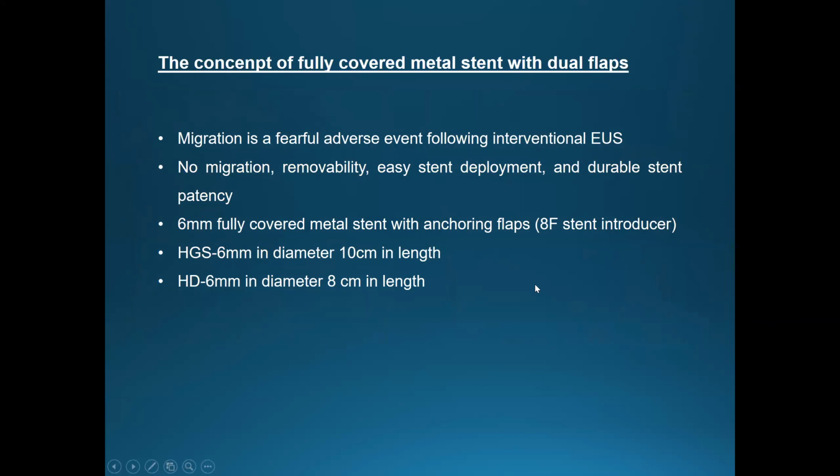The concept of a fully covered metal stent with dual flaps is migration-free and free of adverse events following intervention EUS. No migration, removability, stent deployment, and durable stent patency are more important. A 6 mm fully covered metal stent with anchoring flaps and a French stent introducer may be useful. For HGS, with dual flaps, 6 mm in diameter, 10 cm is okay. And for hepatico-duodenostomy, 8 cm in length is okay.